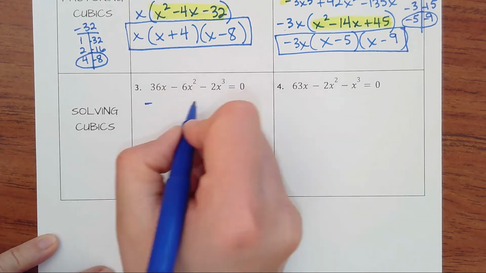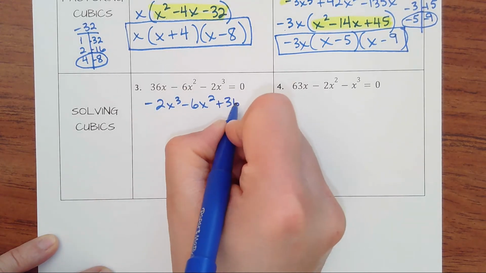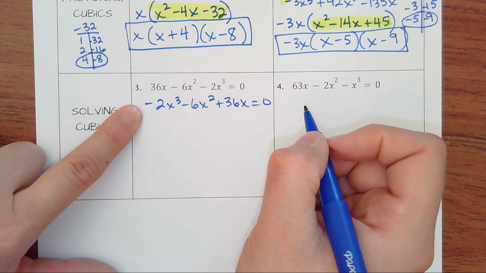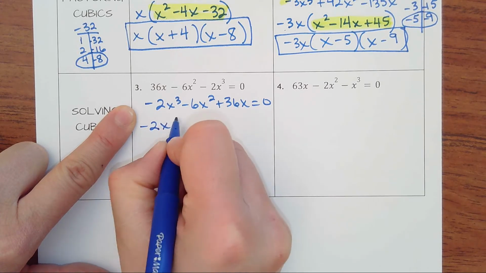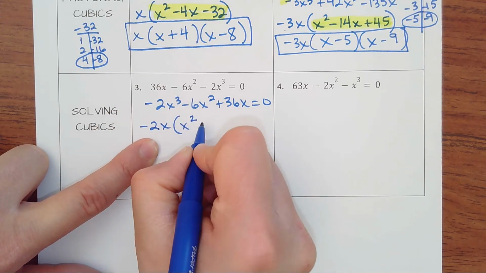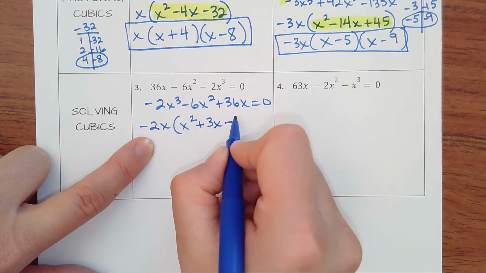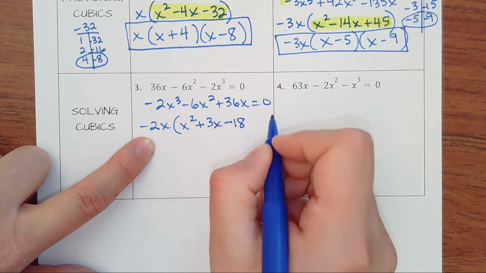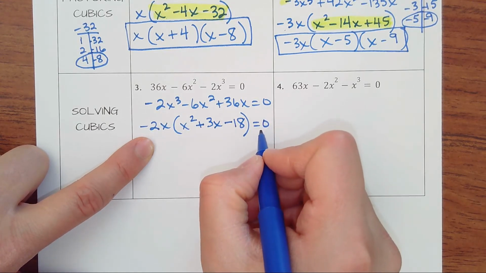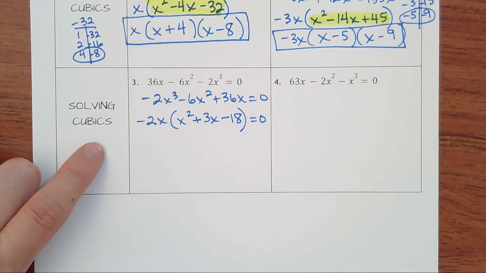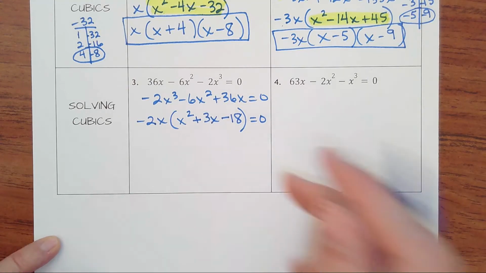I'm going to put my terms in order, so I'd have negative 2x cubed minus 6x squared plus 36x equals 0. Leading term is a negative, so I can take out a negative, and I see all of them will divide by 2 and take out an x. So that would leave me with times an x squared plus 3x minus 18 equals 0. Oh, we're solving. Sorry. We're taking this a step further and solving. So now it's an equation versus 1 and 2 are just an expression. Okay, I need to factor this again.